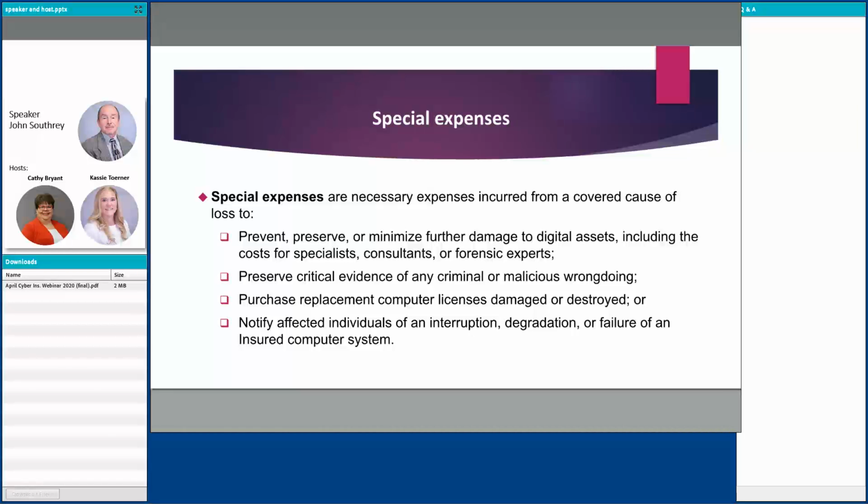They also cover the cost to preserve critical evidence of any criminal or malicious wrongdoing, purchase replacement computer licenses damaged or destroyed, or notify affected individuals of an interruption, degradation, or failure of an insured computer system. An insured computer system is your system that you own, lease, or operate, as well as an outsourced service provider system that is storing or hosting your data.